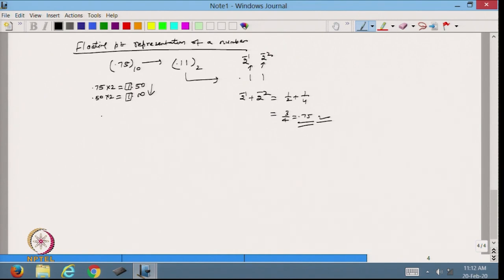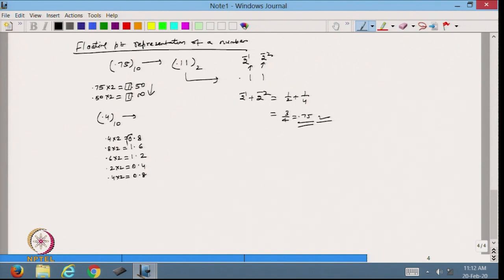Maybe I have another number, 0.4, which is given to me in decimal form. Now I want to convert this into binary form. So what I will do, I will write 0.4 into 2. That gives me 0.8. Now I will find 0.8 into 2. That is 1.6. Then 0.6 into 2, that is 1.2. 0.2 into 2, that is 0.4. So 0.4 came again. Now I write 0.4 into 2, so it is 0.8. And then the same thing will repeat again and again.